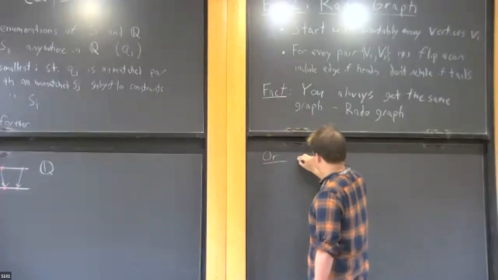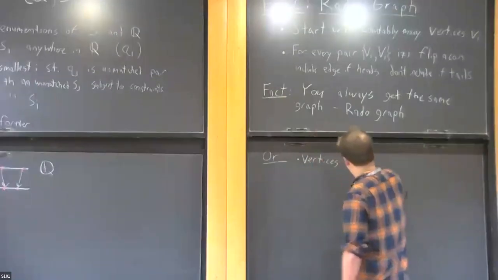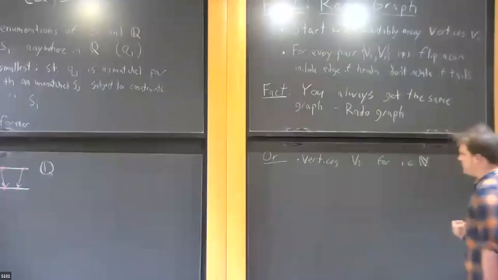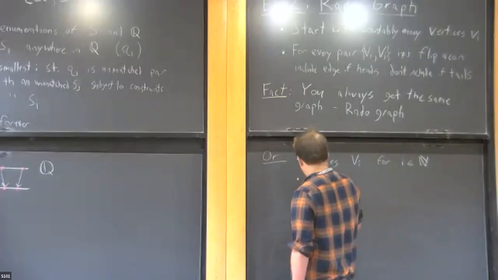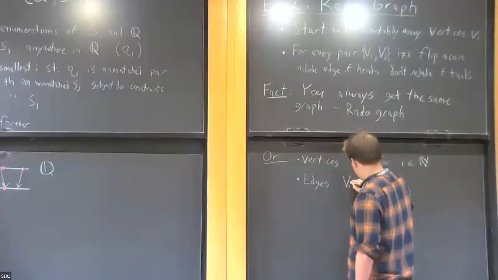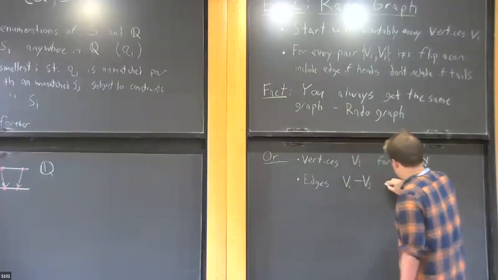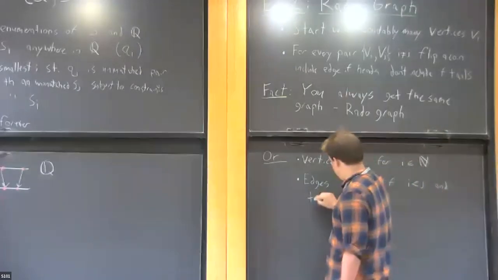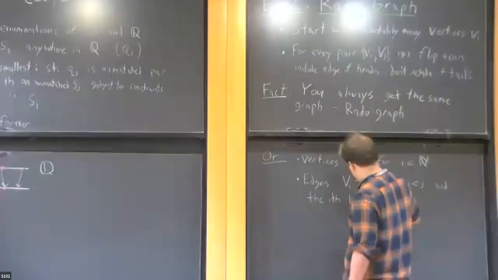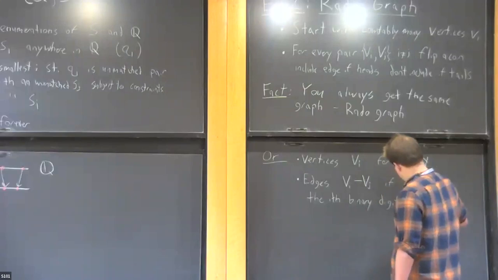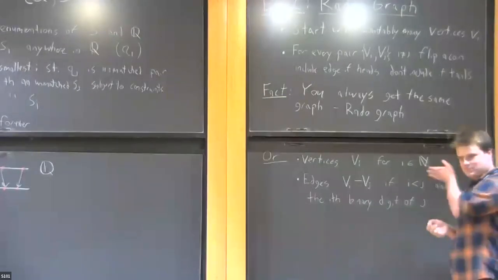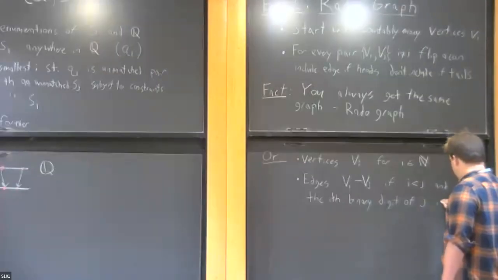Again, we'll take vertices v_i for i in the natural numbers, and we'll connect edges v_i to v_j if, let's say, i is less than j and the ith binary digit of j is 1. So you write j as a binary number, and you look at the ith digit of it, starting from the right.